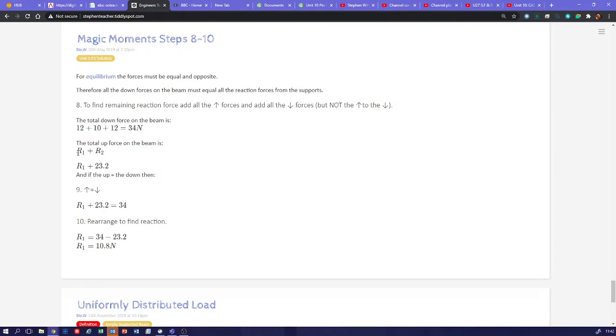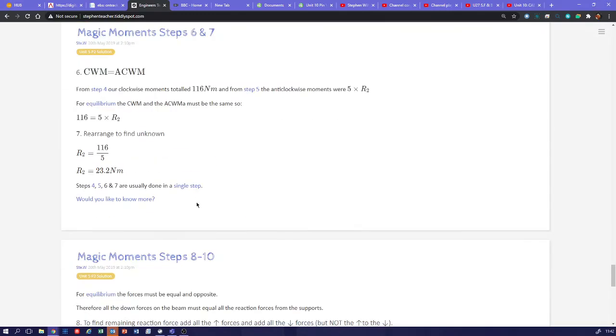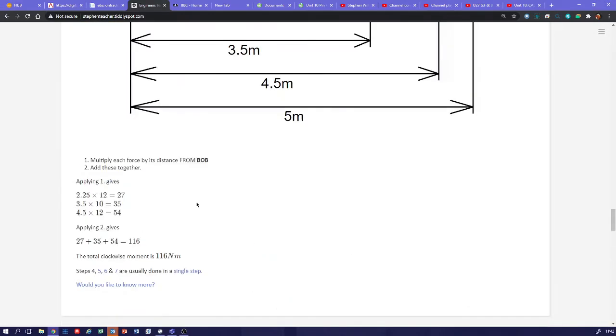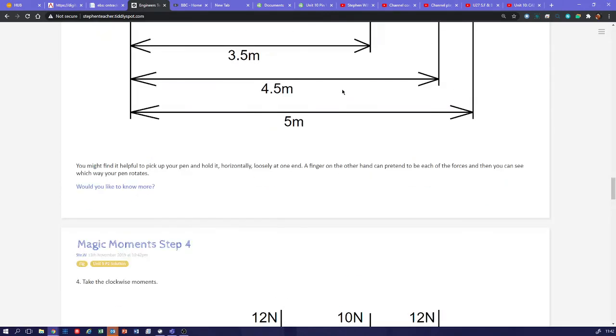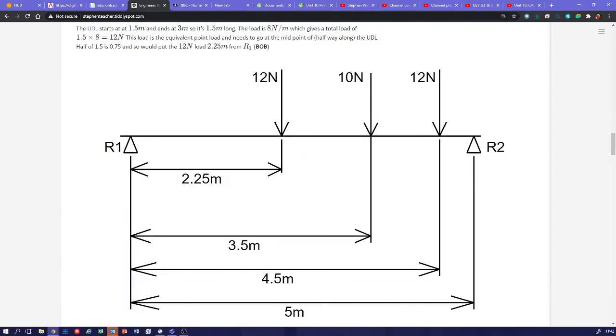The total up force on the beam is reaction force 1 plus reaction force 2, so we're just putting reaction force 2 into that. We say up equals down, so reaction force 1 plus 23.2 must equal 34. You don't even have to rearrange that, you can do it in your head more or less. So 34 minus 23.2 must equal reaction force 1. That's it, and that's how we use bending moments to find reaction forces on simply supported beams. Okay, thank you very much.